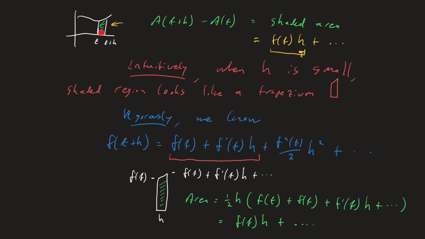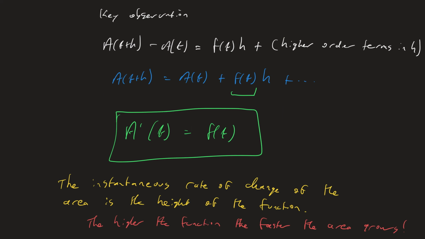This shows us how A of t increases when we increase t, and indeed, as we'll show on the next page, this should be related to the derivative of A of t. From the previous page, we know A of t plus h minus A of t is equal to f of t h plus higher order terms in h. Bringing this to the other side so it matches up with our video from yesterday, A of t plus h equals A of t plus f of t h plus higher order terms, and we recognise from yesterday's video that therefore the rate of change of A, the derivative of A at t, is just f of t.